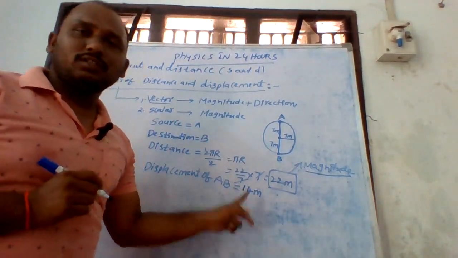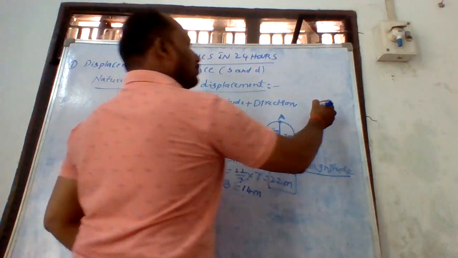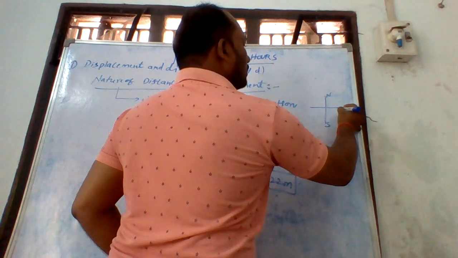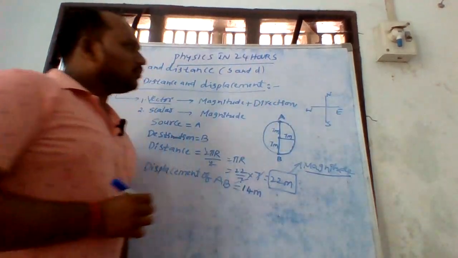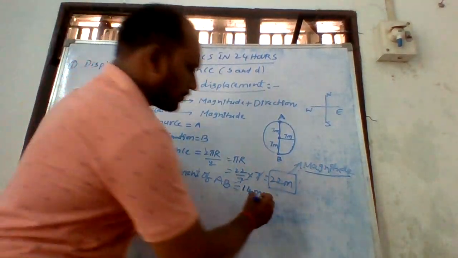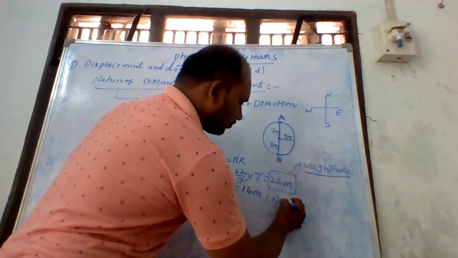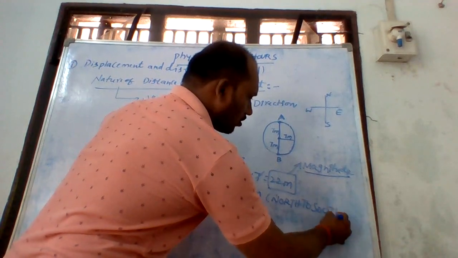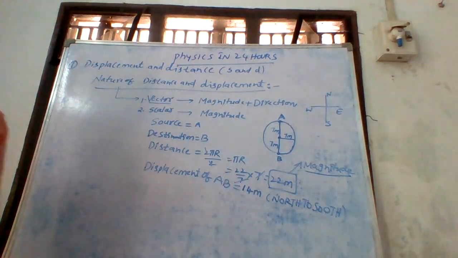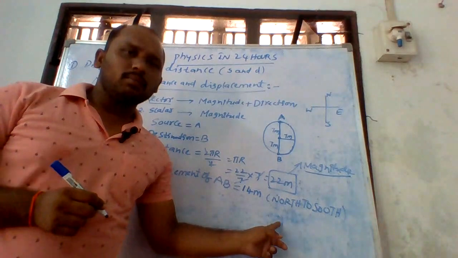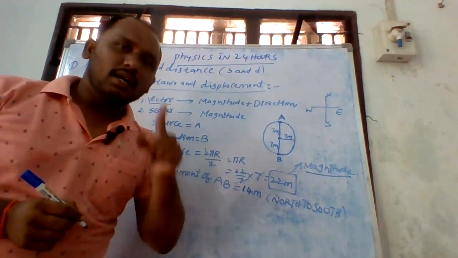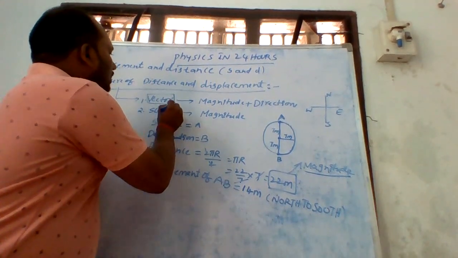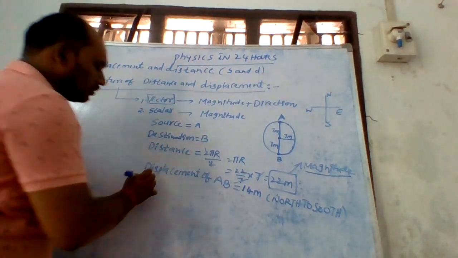14 meters is the magnitude. Let us assume the directions are generally north, south, east and west. So we are traveling from north to south. The direction we have to inform in displacement is very, very important. That is why displacement is a vector. Displacement is a vector.